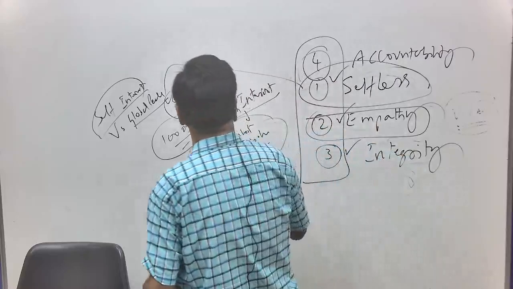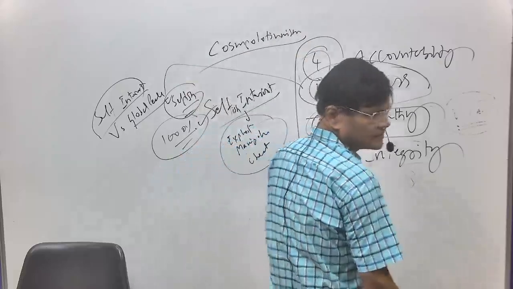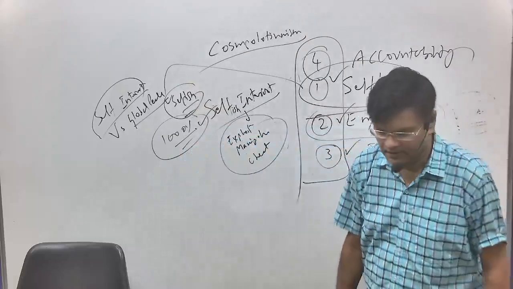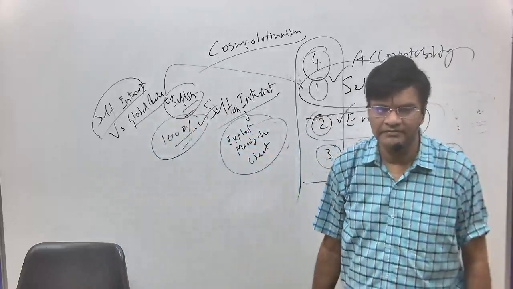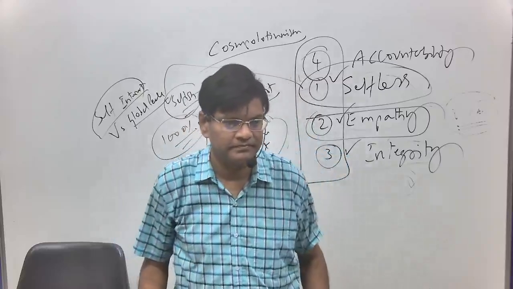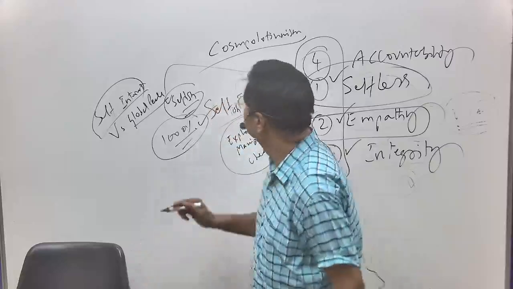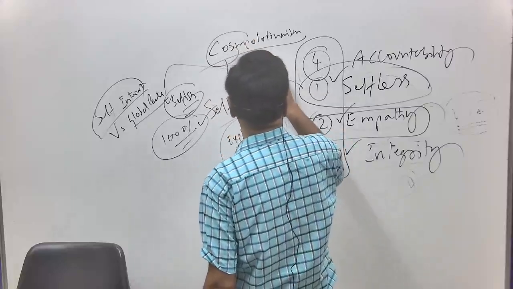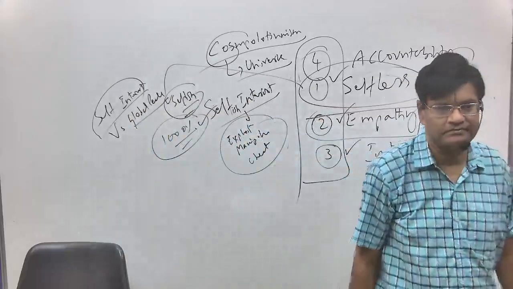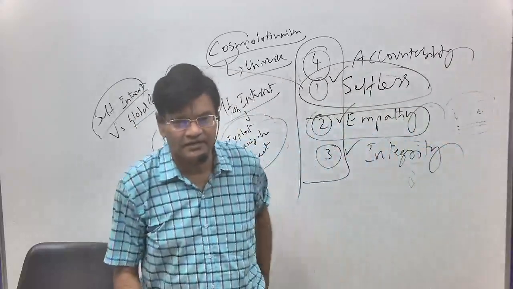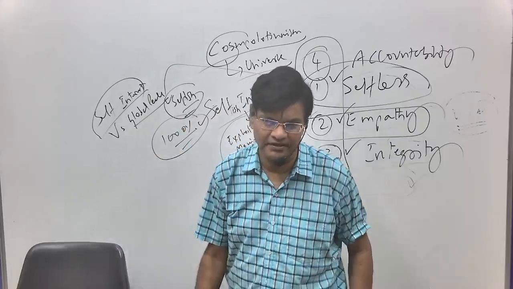He had come out with a concept called cosmopolitanism. What is cosmopolitanism? What is the meaning of the word cosmopolitanism? Cosmos means universe. Cosmopolitanism is an idea that believes that this earth belongs to everyone.